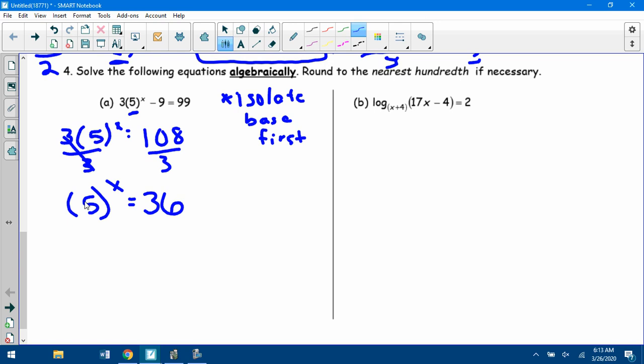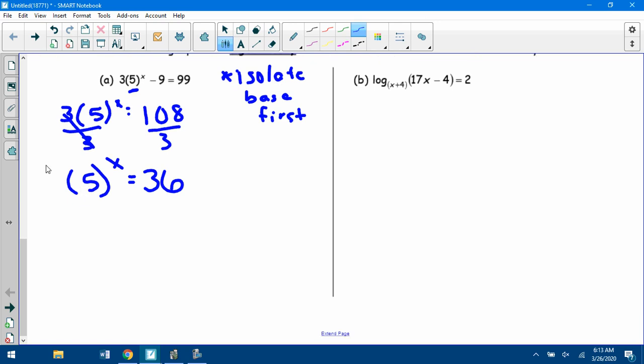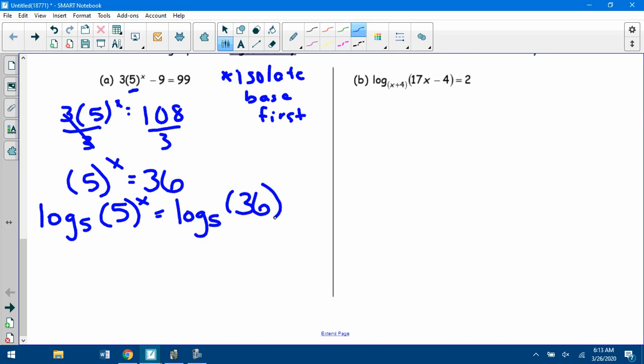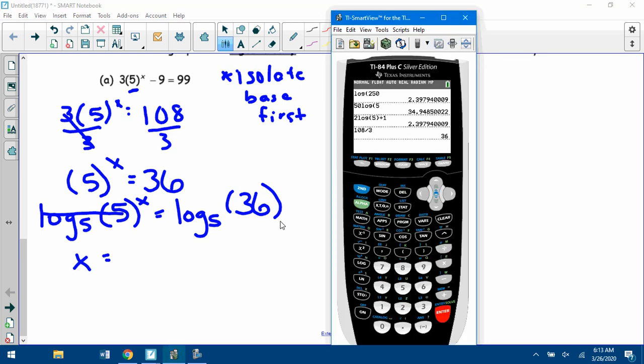Now how do I get rid of that 5? Not dividing, taking the log base 5. Log base 5 of 5 to the x equals log base 5 of 36. Now x is alone. If you have the log base key on your calculator, you can just go math, alpha, math, log base 5 of 36. If you don't have that on your calculator, how do you type it in? You type in log of 36 divided by log of 5. Either way, you get the same answer. To the nearest hundredth, it's going to be 2.23.